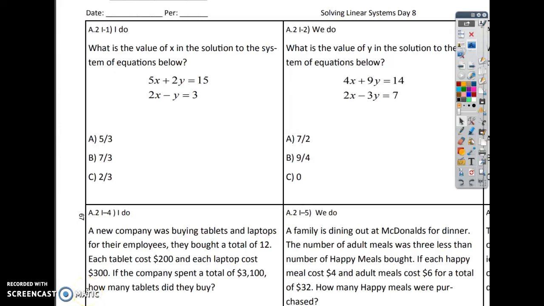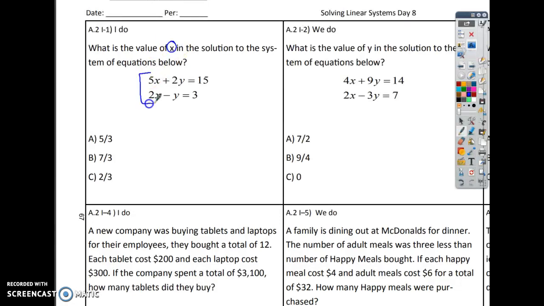Okay, by now you should already know how to do systems and how to use matrix on the calculator. Remember, we've been practicing it a few weeks back. So this whole page, front and back, is going to be matrix. Problem number 1, I'm going to do it with you just to refresh your memory. It says, what is the value of x in the solution to the system of equations below?